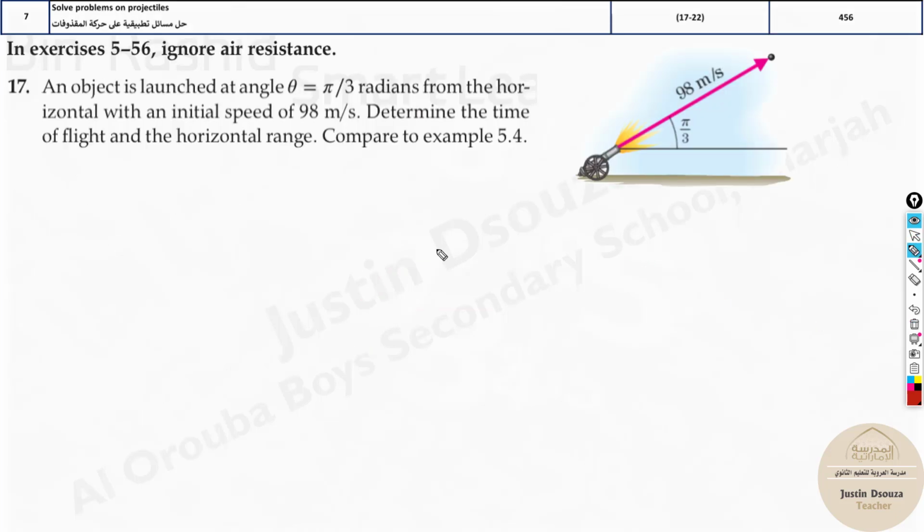Now here again it's the same problem, same methods, but the only thing is the theta value is changed. So let's do it quickly now because it's the same thing we're doing.